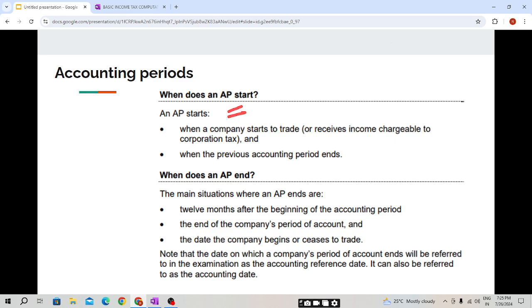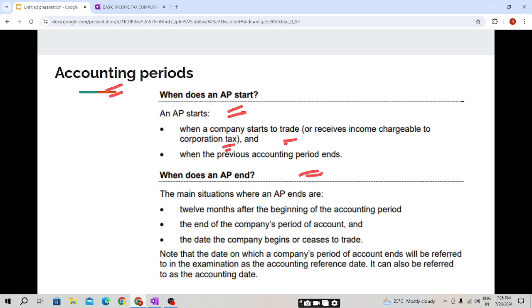So when does an accounting period start? An accounting period starts when a company starts to trade or receives income chargeable to corporation tax, and when the previous accounting period ends. So students, as we have already discussed the accounting period, now we are seeing when will the accounting period start. If a company is starting to trade, when will the accounting period start to pay the corporation tax?